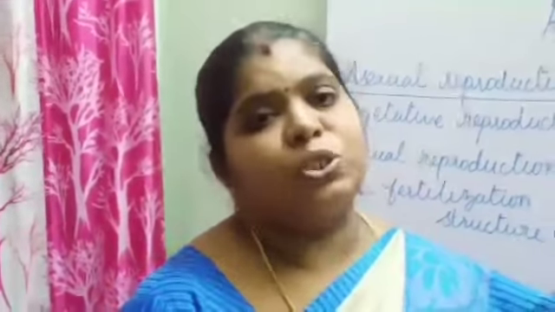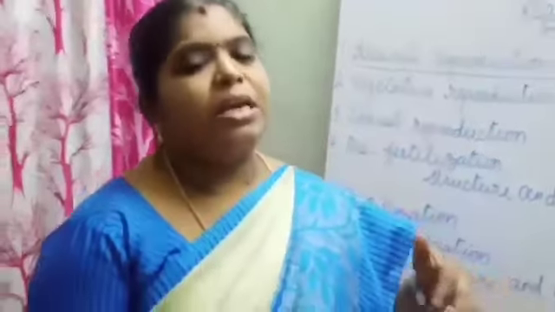Next, clones. Do you know clones? Already we have studied this in 10th standard. Dr. Ian Wilmut produced Dolly the sheep by the process of cloning. What are clones? The individuals formed by this method are morphologically and genetically identical and are called clones.